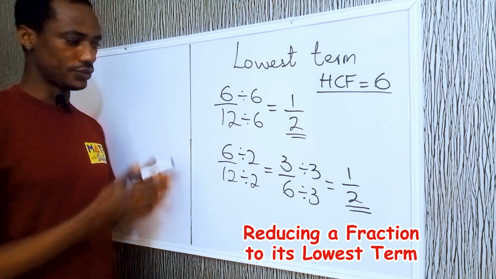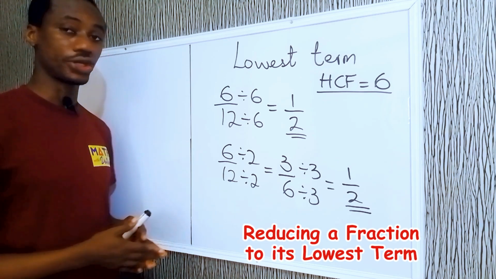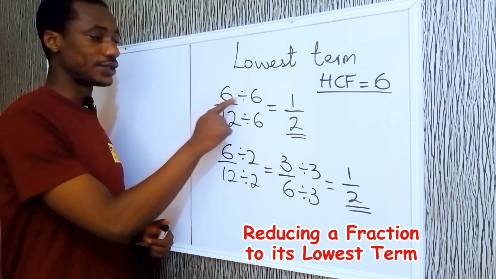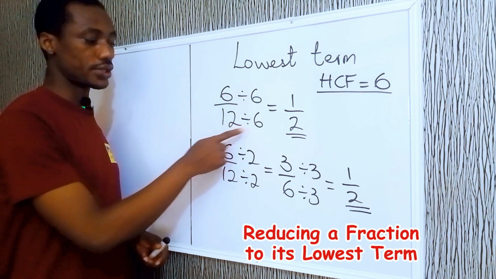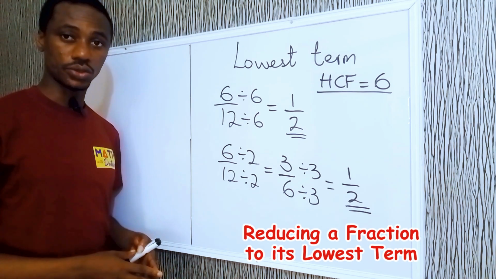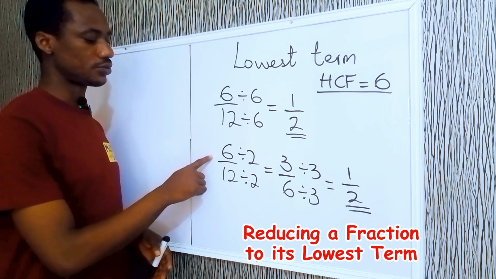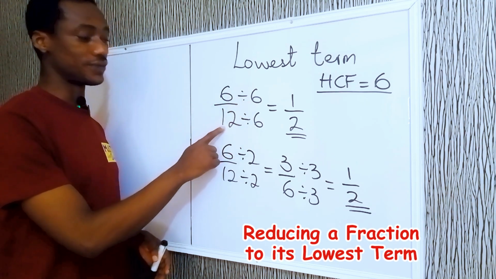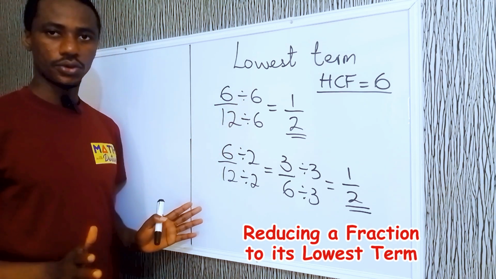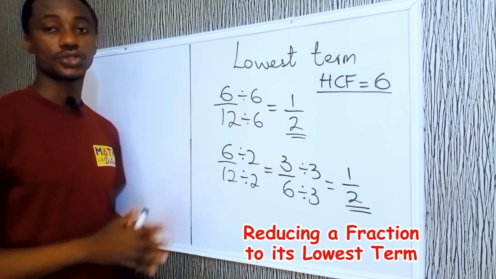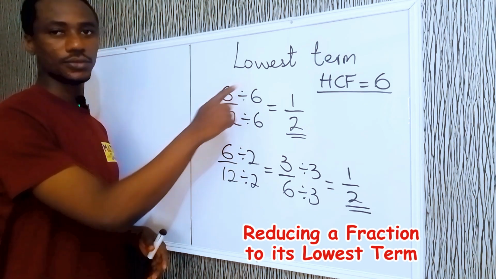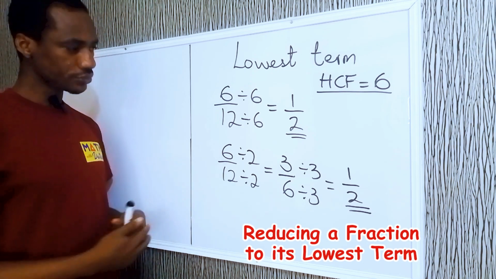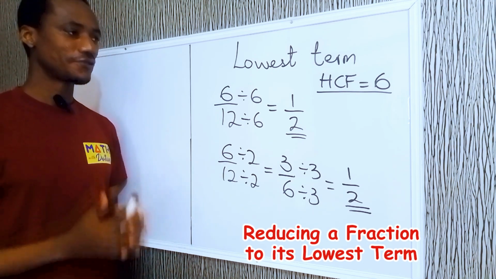And remember, if you notice what we have done here, whatever number you use to divide the numerator, you must also use on the denominator. You can't divide the numerator by 6 and the denominator by 3. No, that would be unfair. You have to make sure it's balanced by using the same factor to divide both, and that way you reduce the fraction until you get to the simplest form.